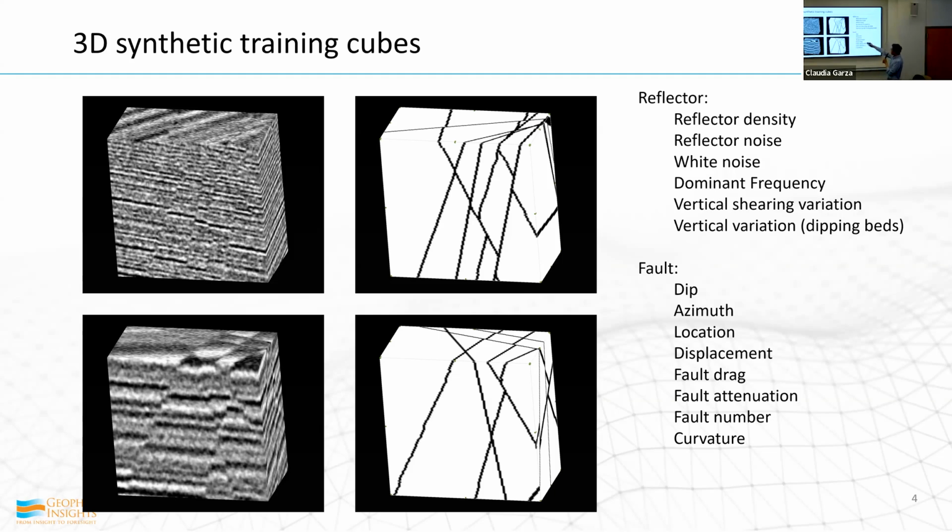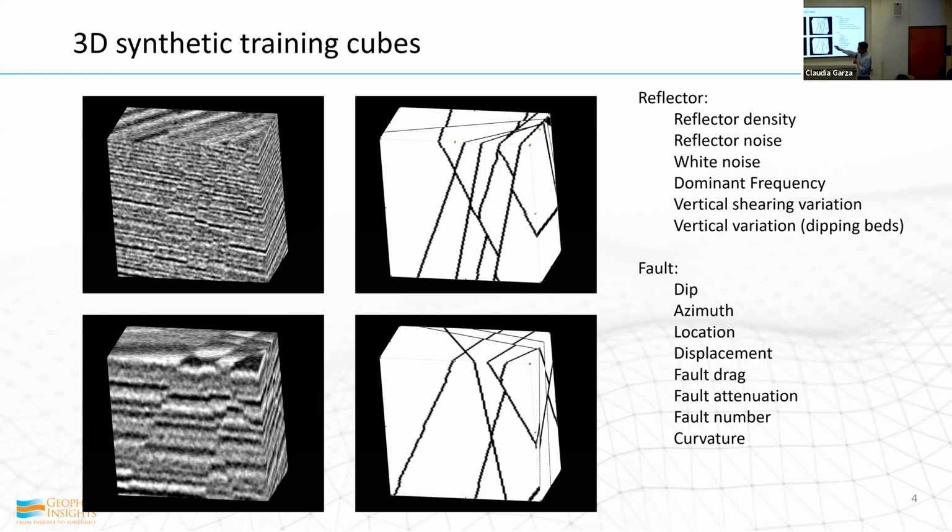On the right column, it shows the fault labels. We use these fault labels to shift the seismic amplitude to create the corresponding discontinuity in the seismic data. That means our labels are 100% accurate because they are all synthetic data, 3D synthetic cubes.